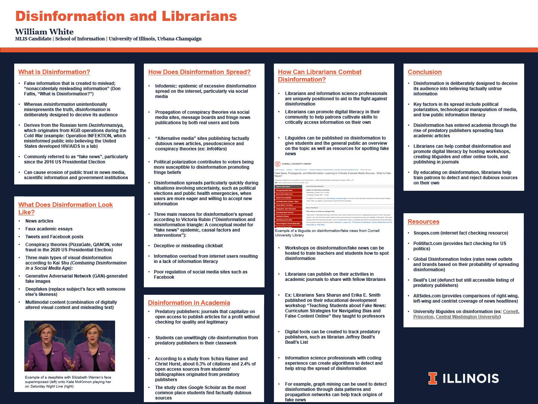Well, librarians can promote digital literacy in their community and help patrons cultivate skills to critically assess information on their own. They can publish LibGuides on disinformation to give students and the general public an overview on the topic, as well as resources for spotting fake news. Cornell, Princeton, and Central Washington University have all created excellent LibGuides on disinformation.